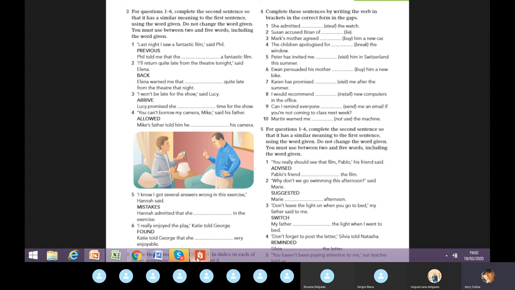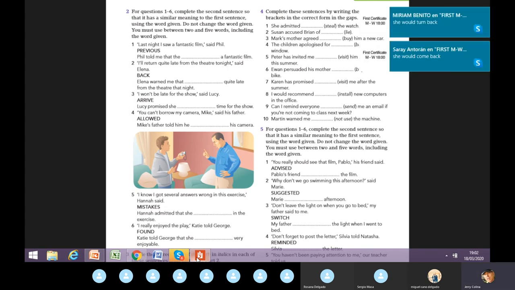Correct. Two, I'll return quite late from the theater tonight, said Elena, and you have to use back. Elena warned me that what, friends? That she would go back. Another answer. That she would turn back, that she would come back.